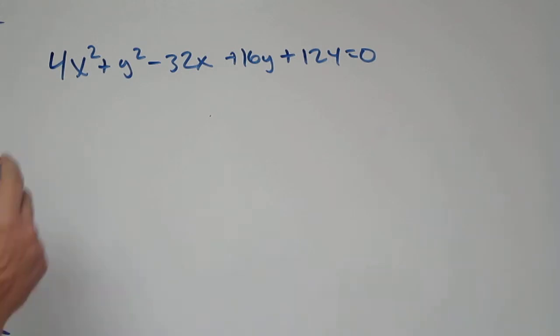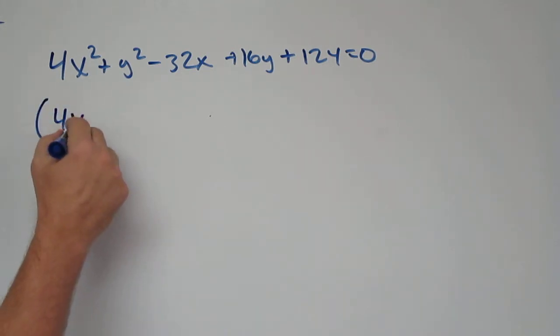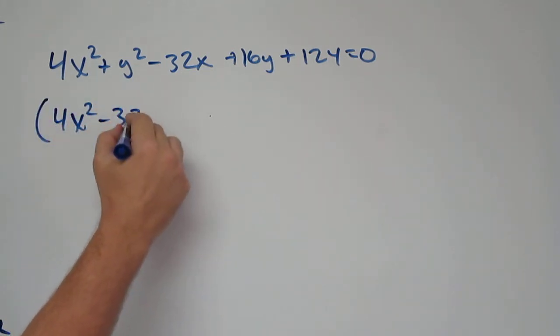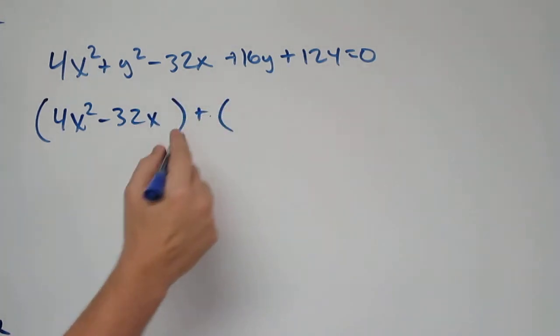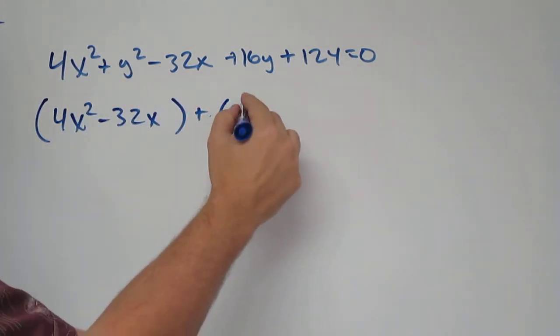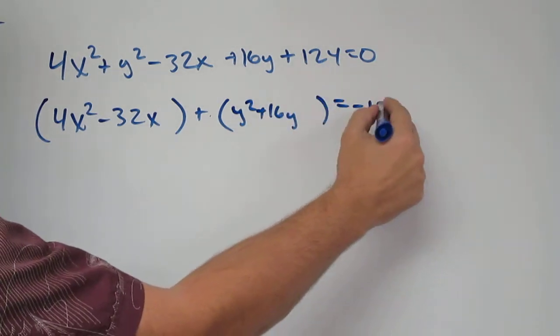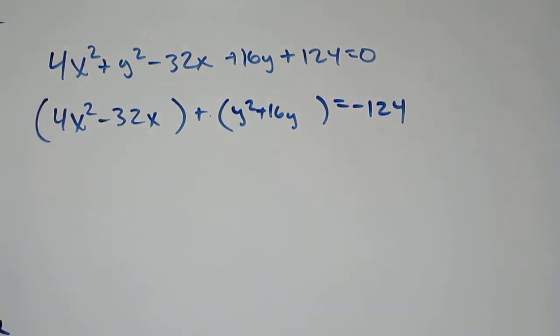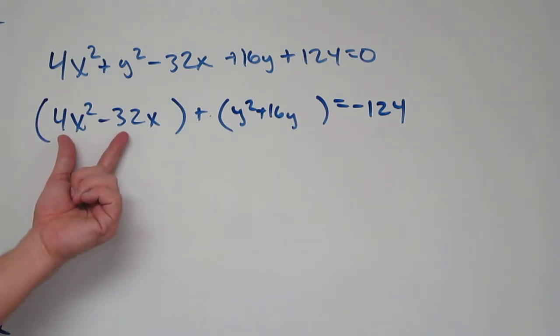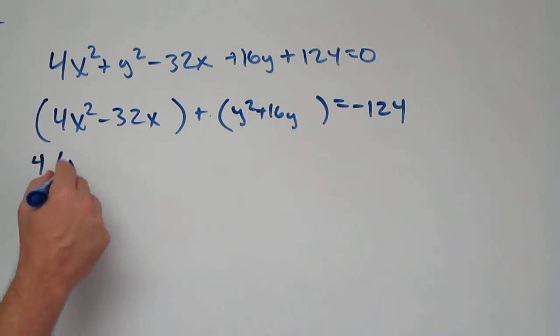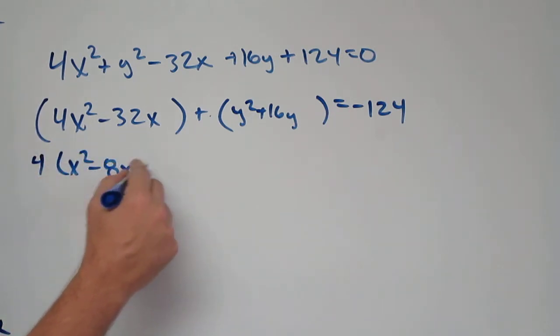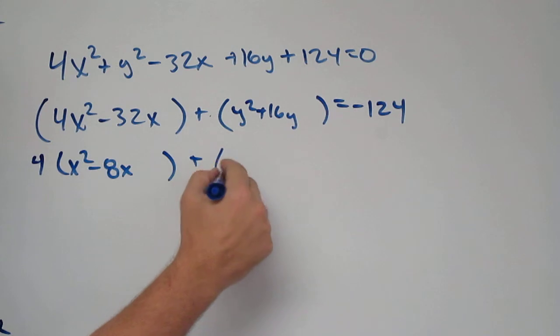So first thing I want to do is group my x's. So I'm going to bring 4x squared and negative 32x together. Then I'm going to group my y's. So I'll have y squared and 16y. And then I'm going to move the 124 to the other side. Okay? Now, to complete the square, I need to factor out a 4 here. So I have x squared minus 8x. And there's nothing that needs to be factored out of that.